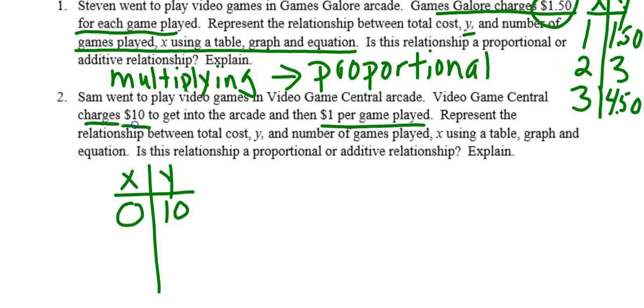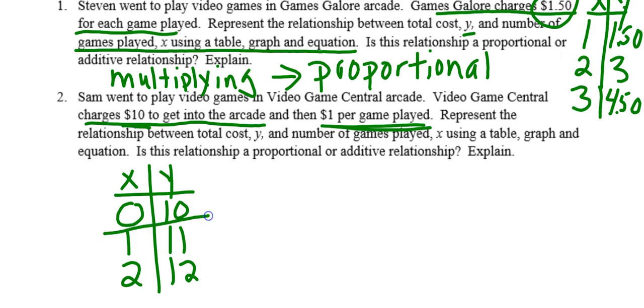It tells us right here, $10 just to get in. And then it's $1 per game. So if he plays one game, it's going to cost him $11. If he plays two games, it's going to cost him $12. So you can see it's going up by 1 each time, and that's going to end up being our slope.